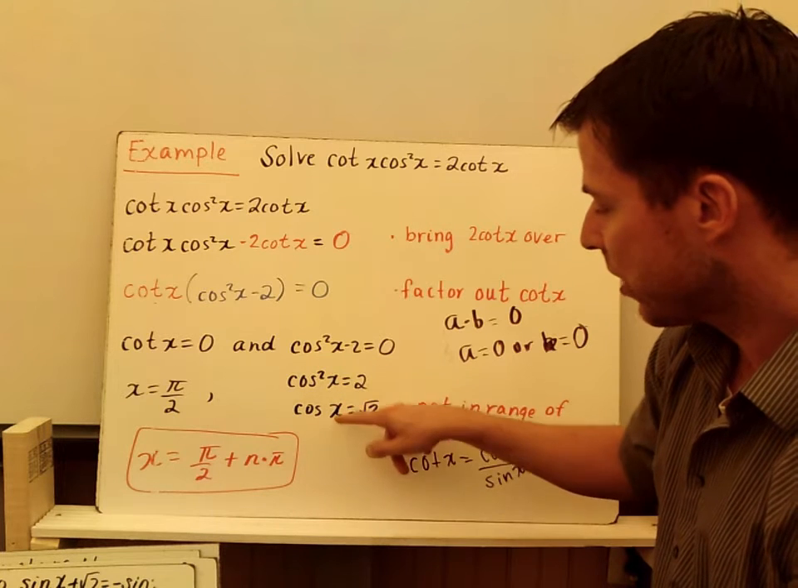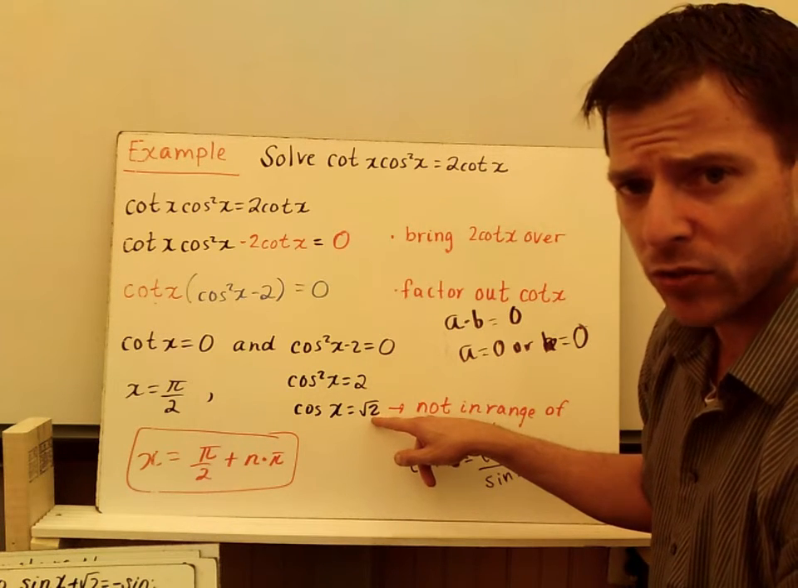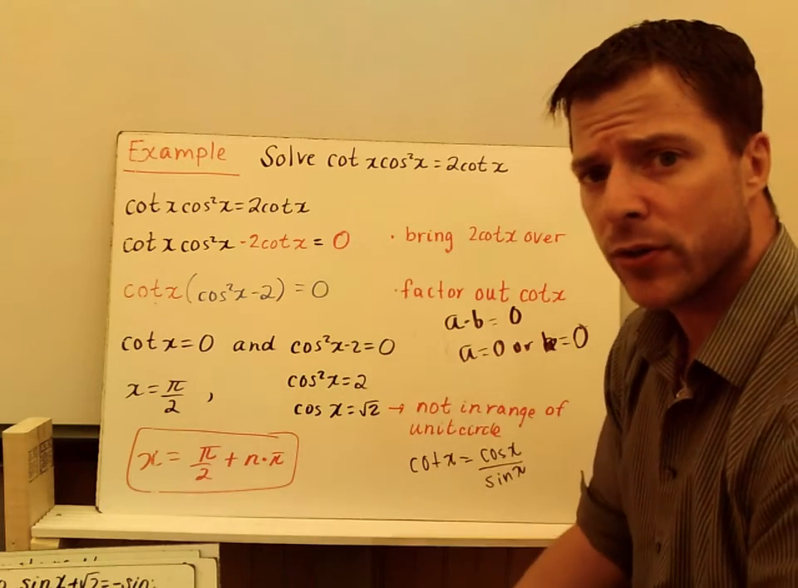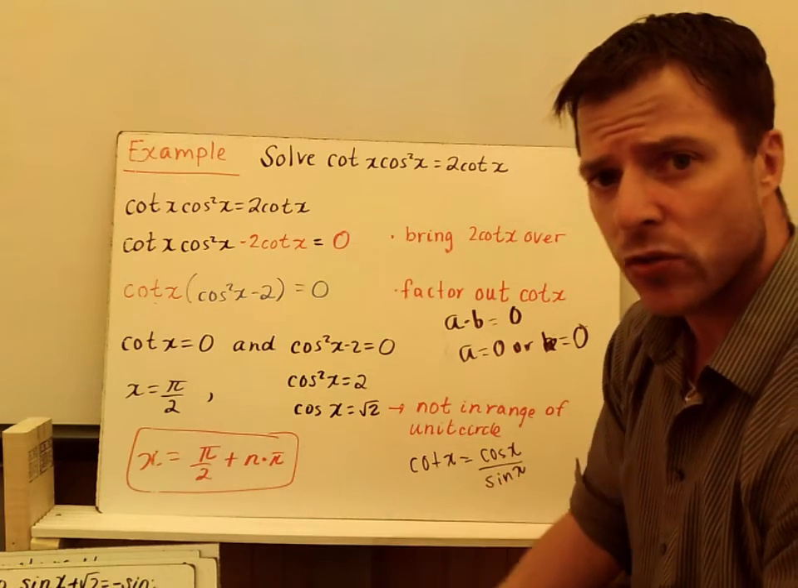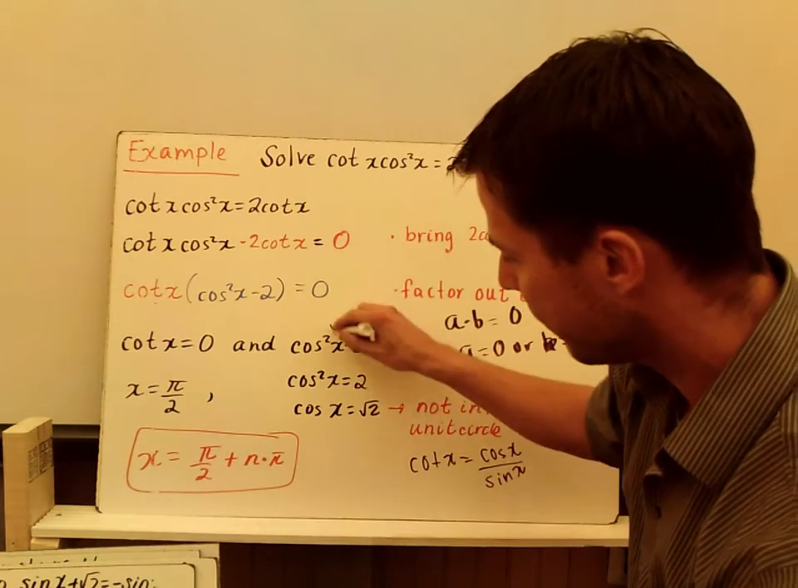Now, when I solve this equation, I get root 2. But root 2 is not on the unit circle. It's too large. Think of the coordinates. Where is root 2? There is no cosine value on the unit circle that's root 2. So this one's not in the range of our unit circle. This answer is not going to count.